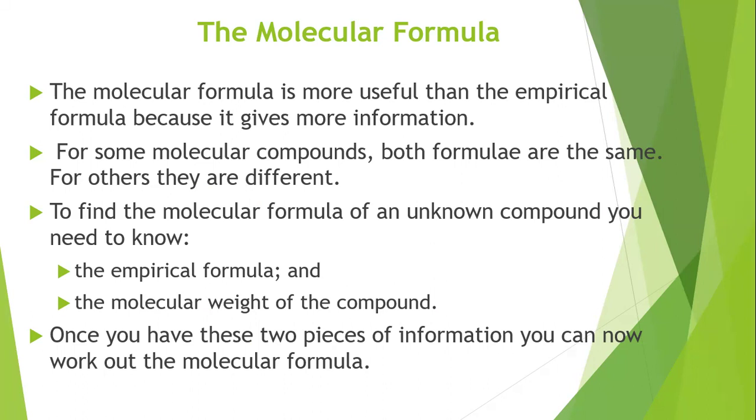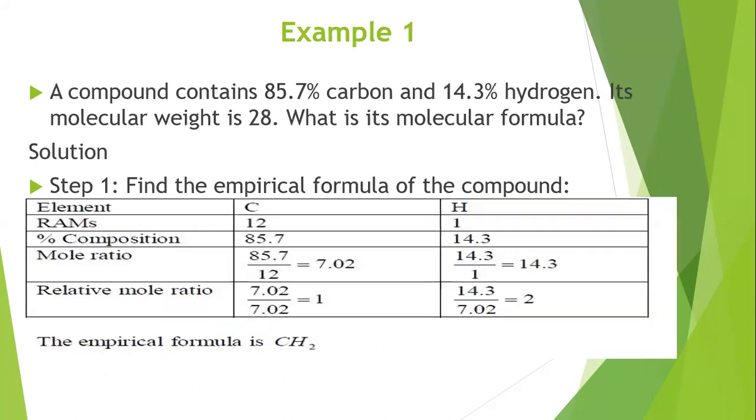Now, simply in order to find the molecular formula of an unknown compound, you need to know the following. First, the empirical formula, and second, the molecular weight of the compound. Once you have these two pieces of information, you can work out the molecular formula. Now let's see the examples. We'll start with example one.